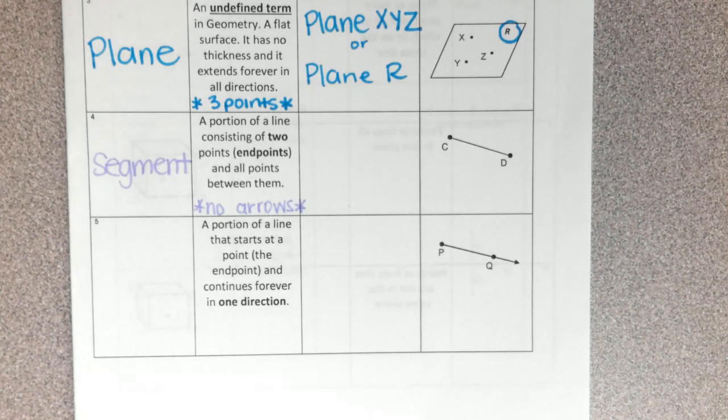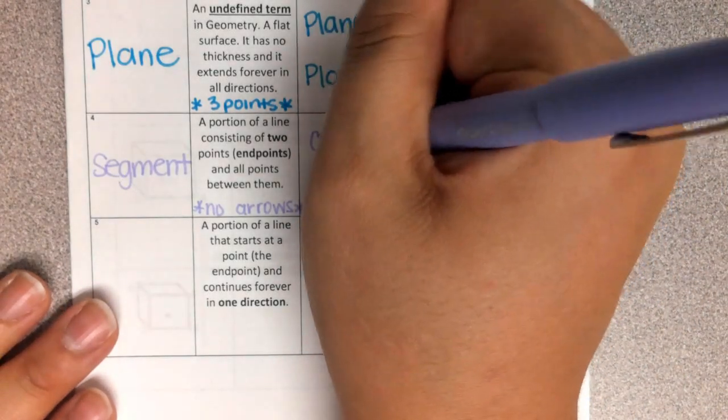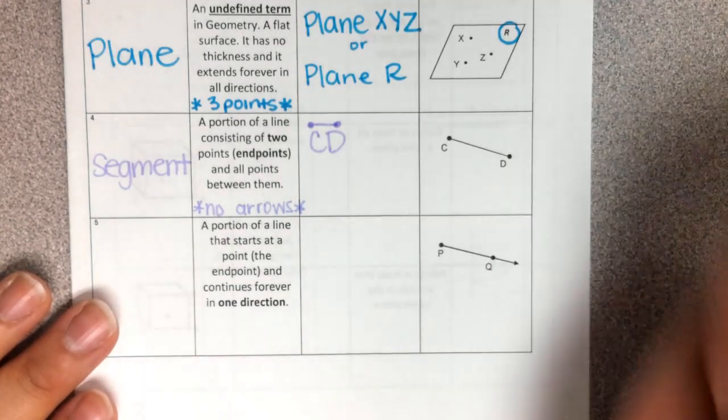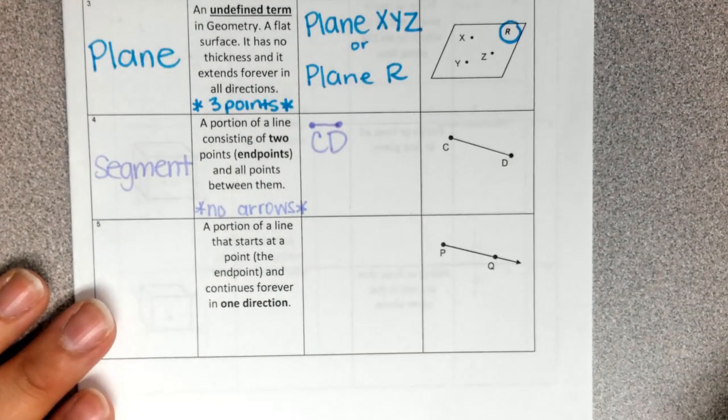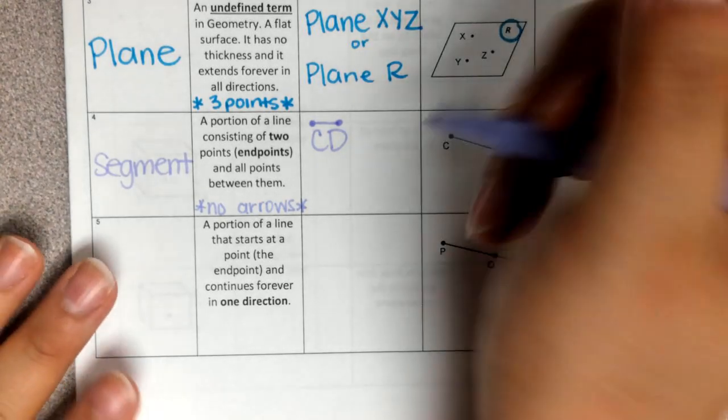So what would we call this segment? CD. And instead of putting two arrows up top, we're going to put two endpoints like this. Now, I'm going to be honest. Are y'all with me? Are you writing this down? Can you just tap the people that are not?